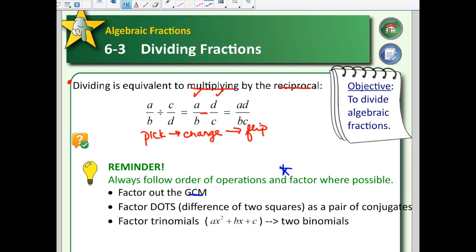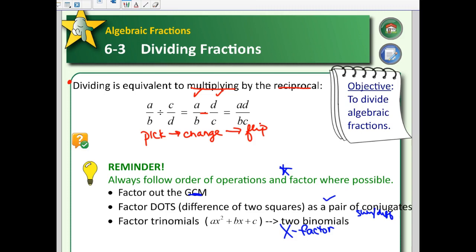Very important to watch for the GCF. Factor your difference of perfect squares. Remember, difference of perfect squares becomes conjugates, or Mrs. Burton calls that sum and difference. And also factor your trinomials. Again, we're going to get those two binomials by using our good friend X factor. All right, now let's see how that looks when we do a problem.